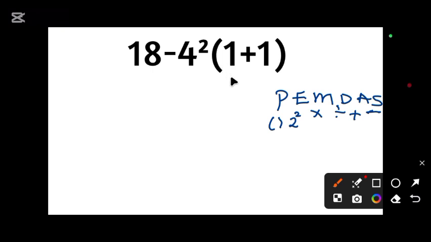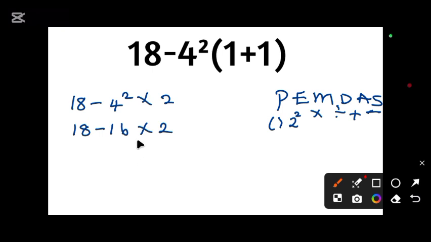We begin with parentheses. 1 plus 1 will give us 2. So we have 18 minus 4 raised to power 2 times 2. And then minus 4 raised to power 2 here, we are not raising this one to power because it's not in bracket. So we have only 4 raised to power 2, and that gives us 16. So we have 18 minus 16 times 2.